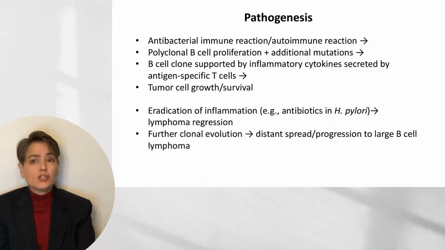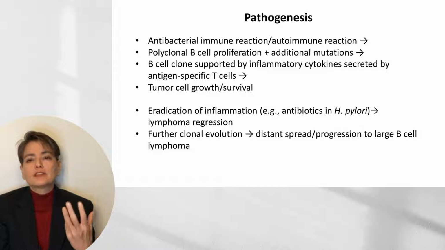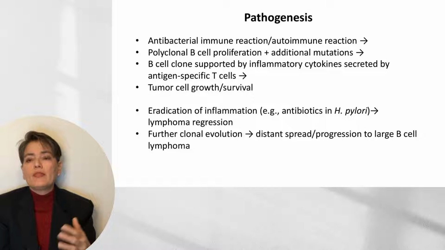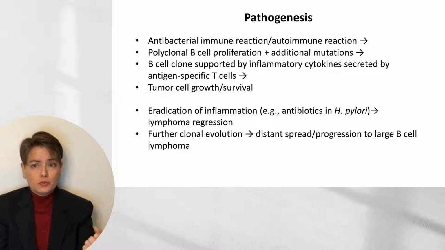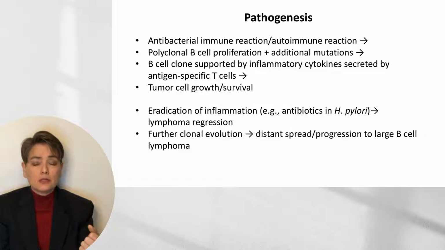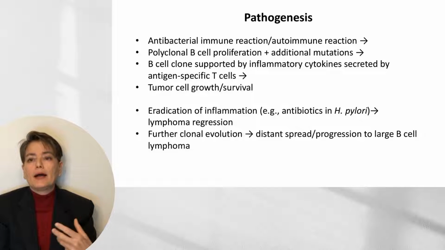So let's look at the pathogenesis of these tumors. We have something that stimulates our immune system. It can be an antibacterial immune reaction or an autoimmune reaction. This is going to result in a polyclonal B-cell proliferation that over time can develop additional mutations. These mutations can lead to a B-cell clone that is supported by inflammatory cytokines secreted by antigen-specific T cells. These T cells will then support tumor cell growth and survival.